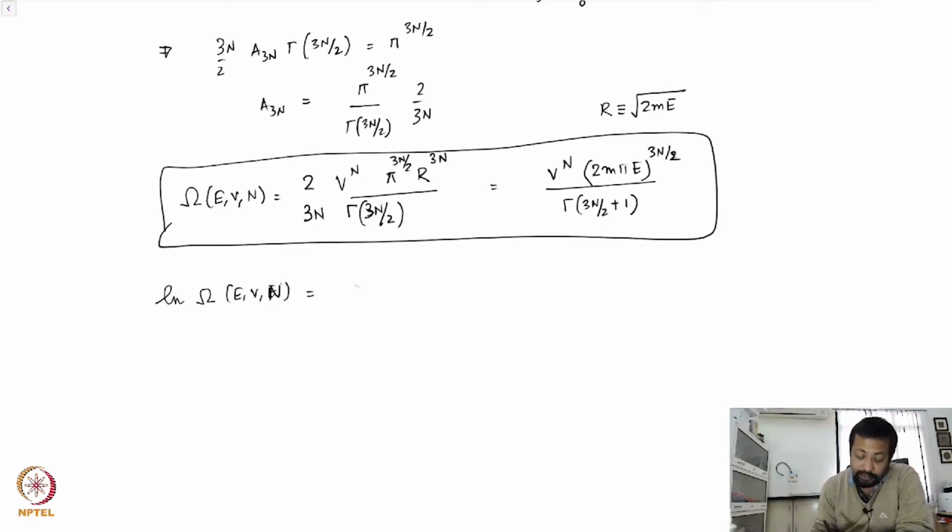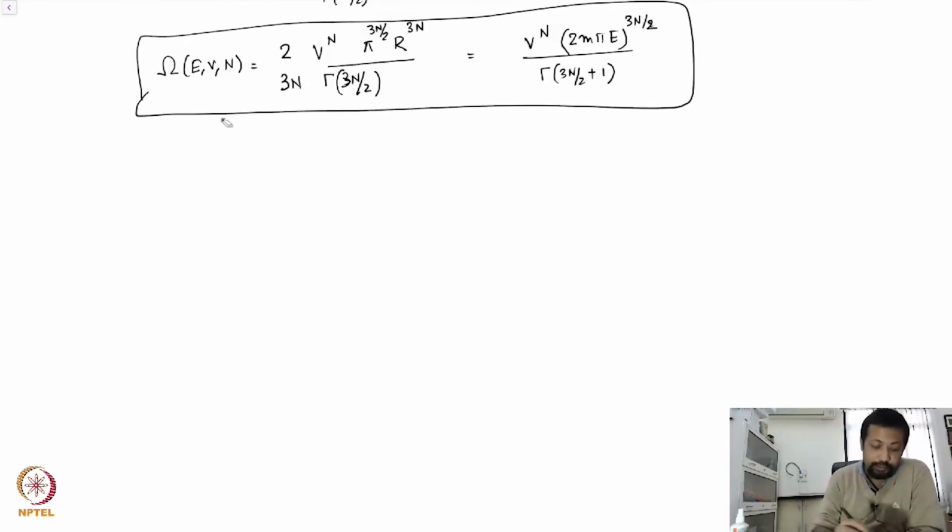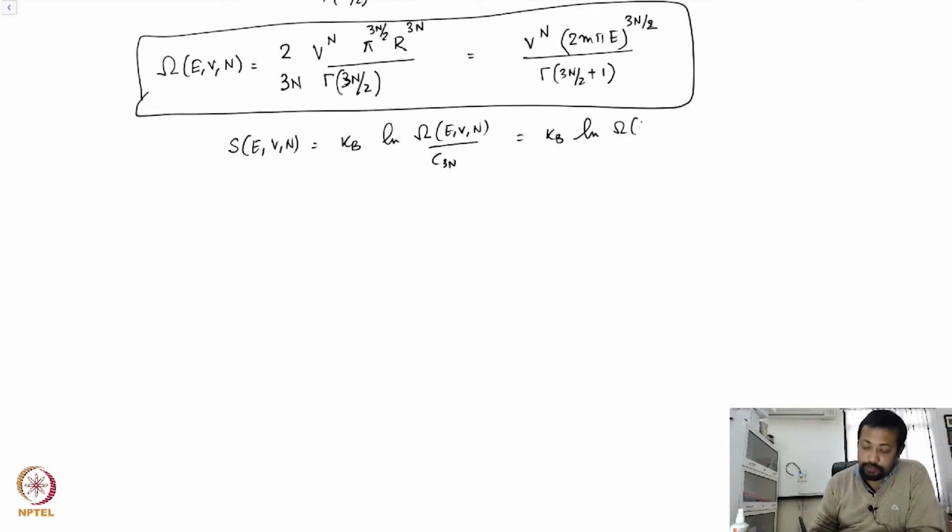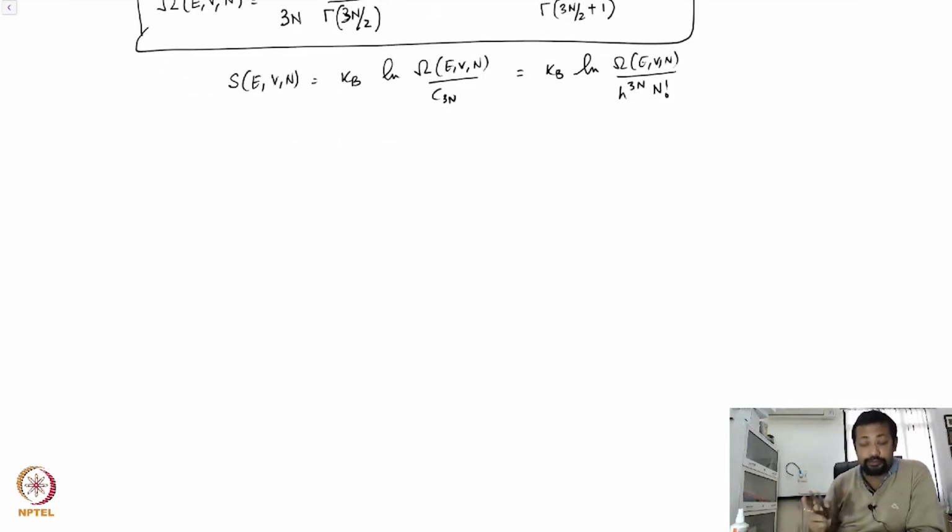ln of Omega(E, V, N) is N ln V plus 3N by 2 ln 2m pi E minus ln gamma 3N by 2 plus 1. Therefore, the entropy takes the form S is k_B ln Omega(E, V, N) in our case, which is going to be Omega(E, V, N) divided by h to the power 3N times N factorial, because these particles are indistinguishable particles, so you cannot distinguish between 1 and 2.